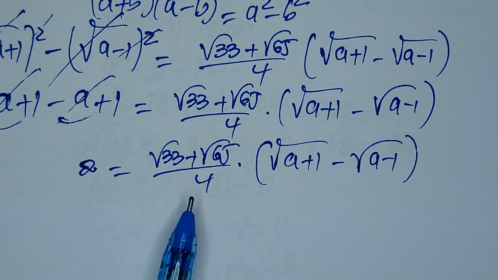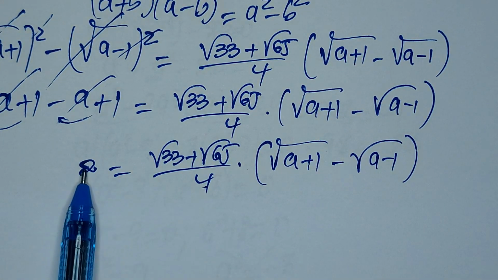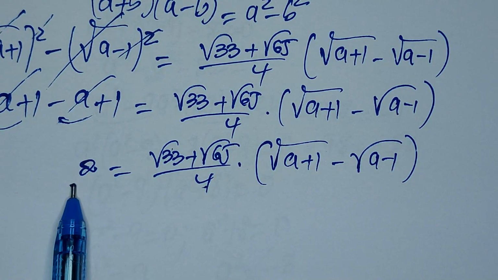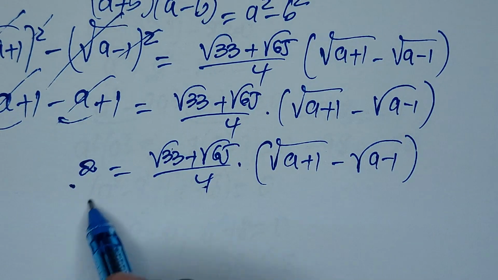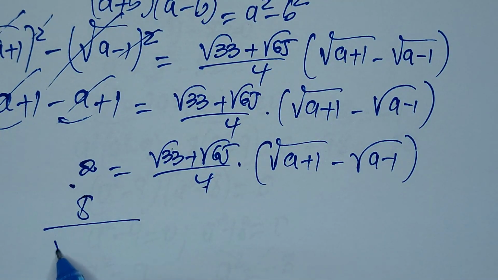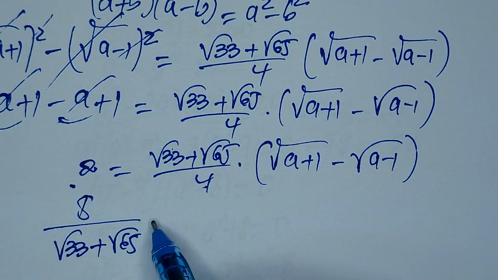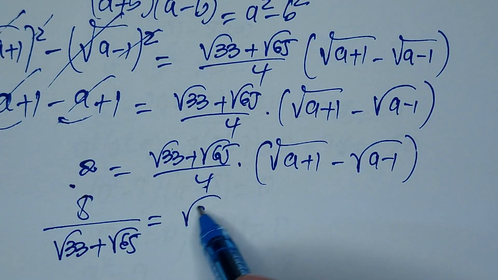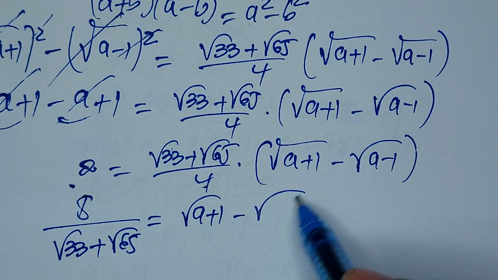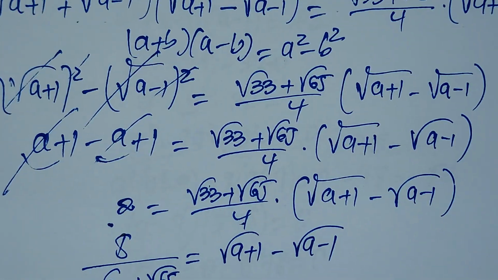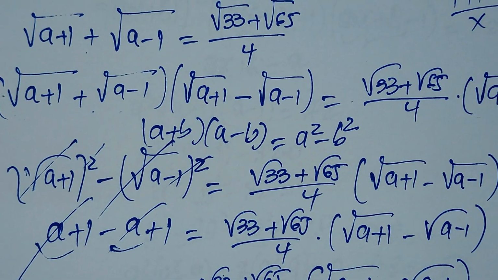And guys, look at this. If these multiply this, I'm going to have 8. And this 8 will come dividing. So I'm going to have 8 divided by square root of 33 plus square root of 65, and this is going to be equal to square root of a plus 1 minus square root of a minus 1. This is what I wanted to get, guys, because look, in the beginning, what do we have here?